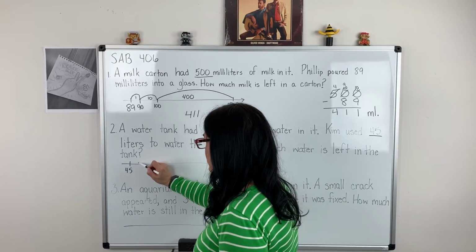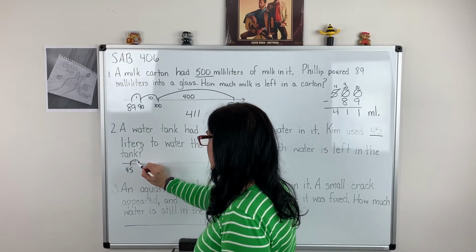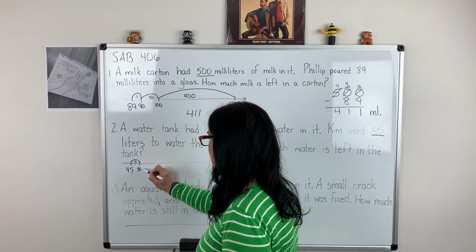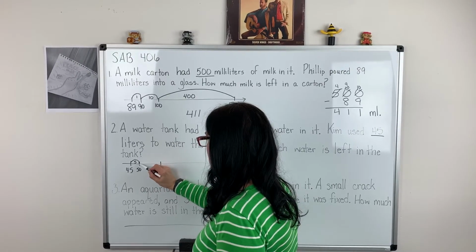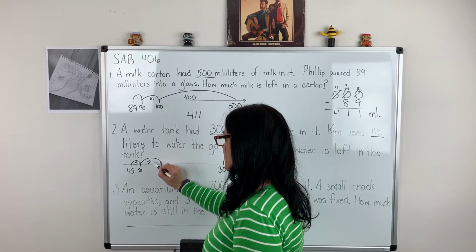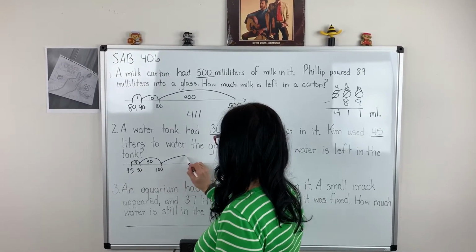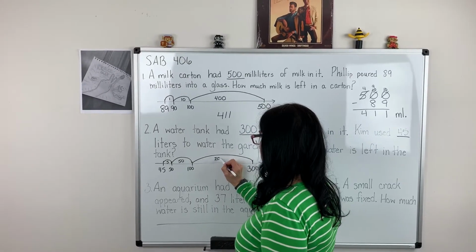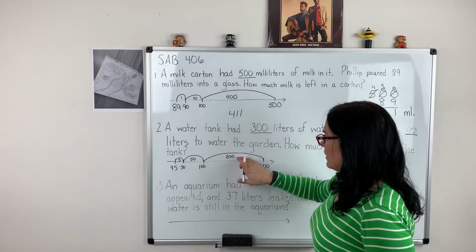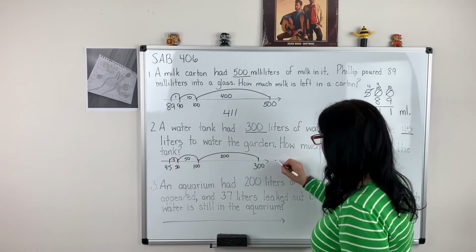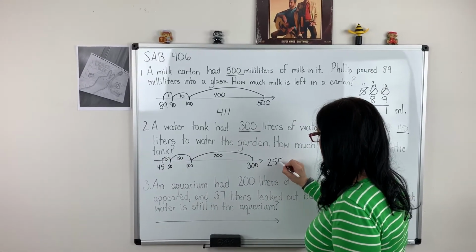Again, I'm going to get to my first benchmark number. I'm going to add 5 to get to 50. I'm going to add 50 to get to my 100. Then 100 to 300 is 200. I'm going to add those together. 200 plus 50 plus 5 is 255.